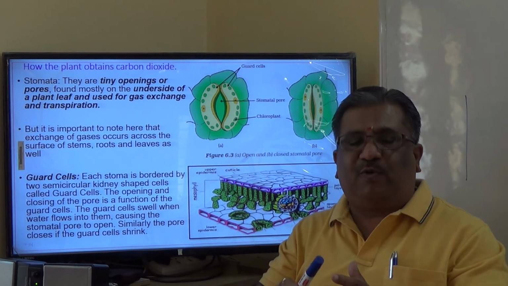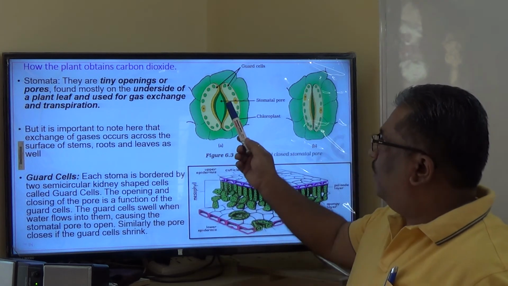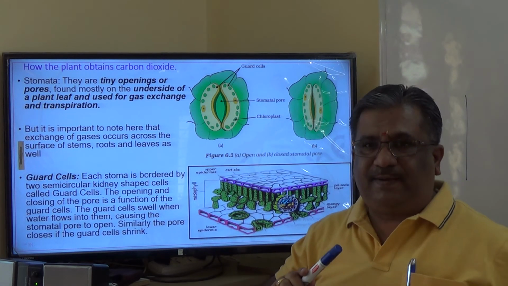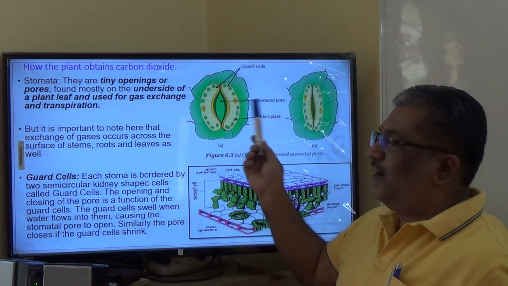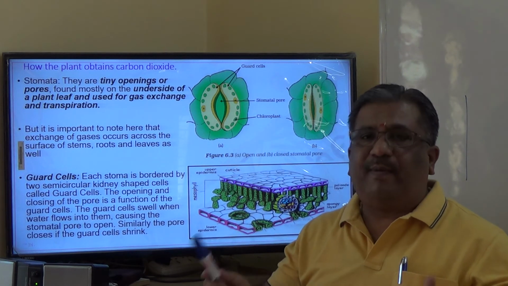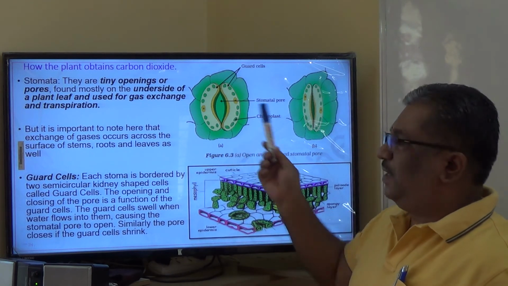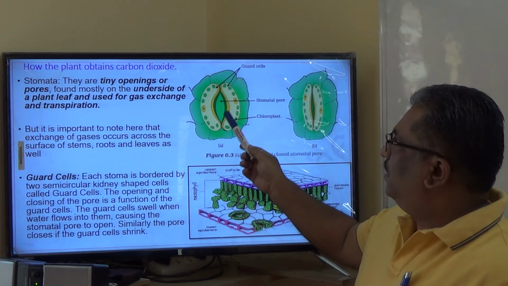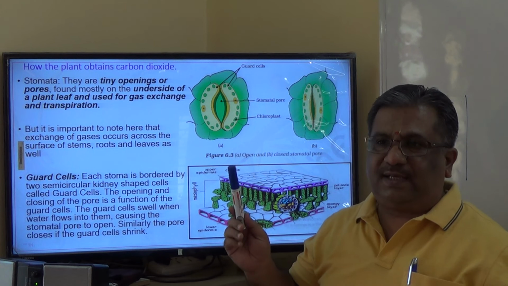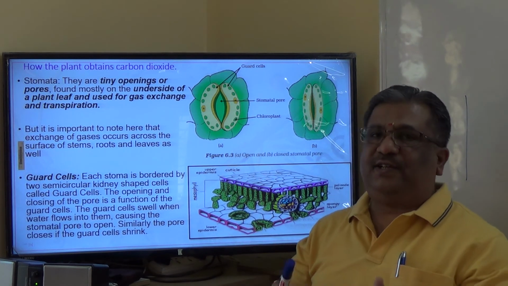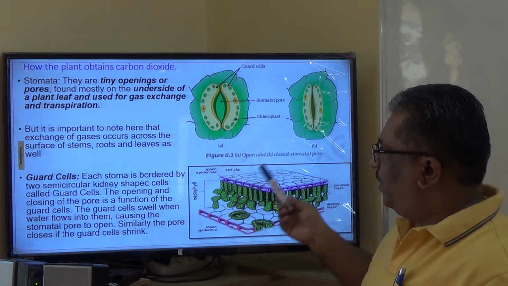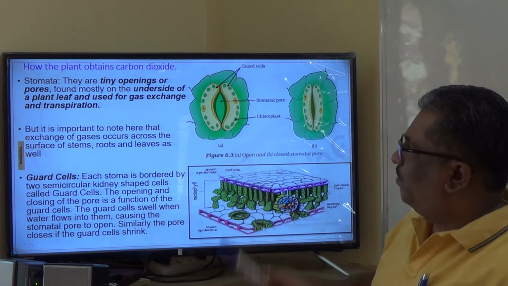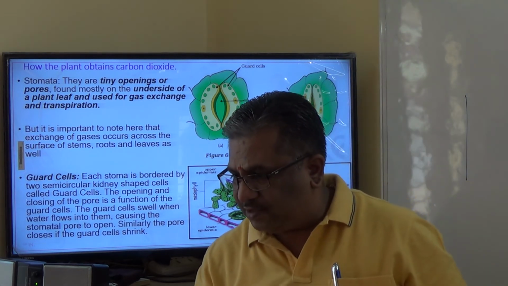The moment both the guard cells swell up, the opening of the stomatal pore takes place. Exit of water from the guard cells makes them shrink. The moment they shrink, the closing of the stomatal pore takes place. Thus the opening and closing is enabled by a pair of guard cells, and then the gaseous exchange takes place. This is what has been explained here, which is very clear. Fine, let's go to the next line.